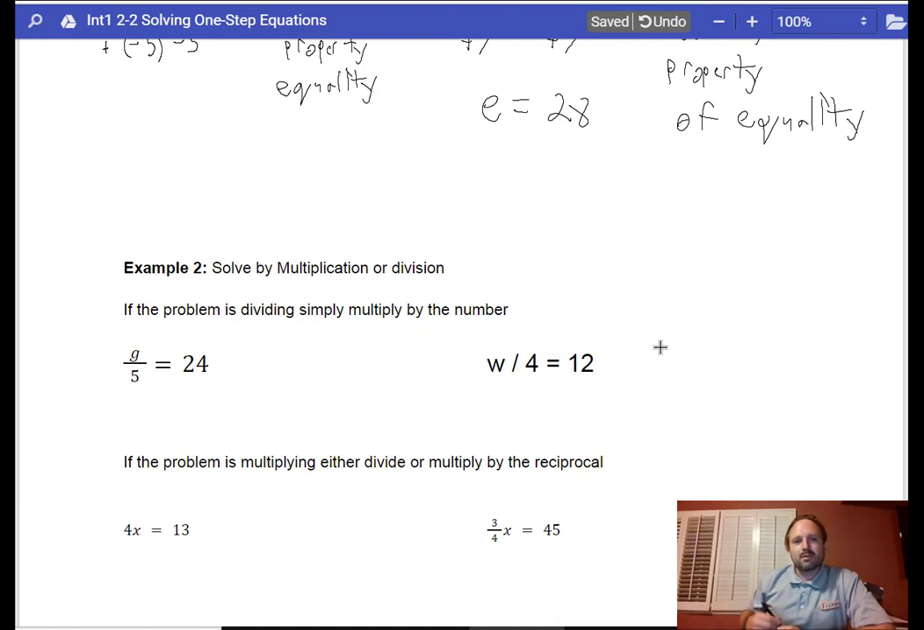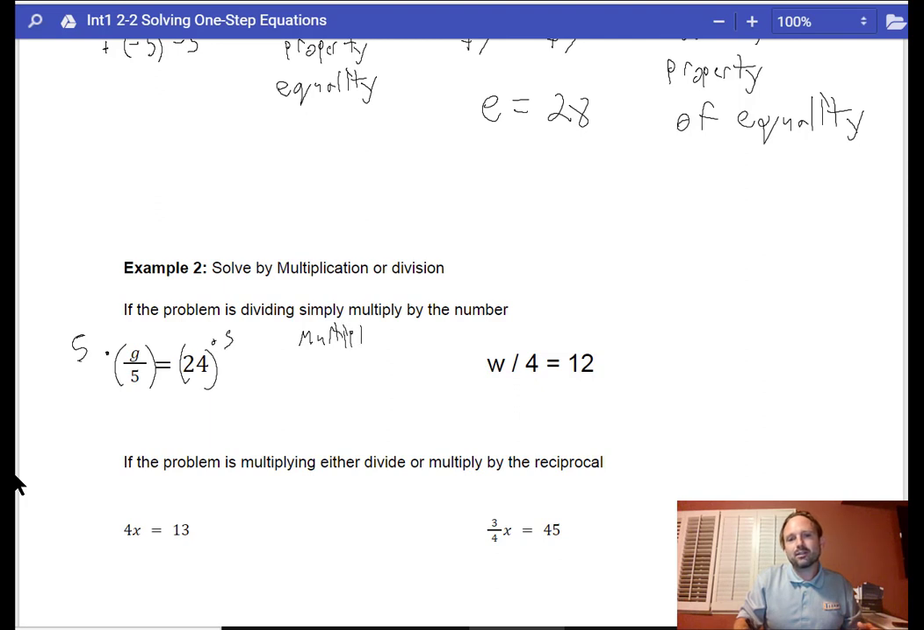All right, so example 2, solve by multiplication or division. If the problem is dividing, simply multiply by the number. So I have g divided by 5 is equal to 24. Well, the opposite operation of divide by 5 is times 5. But if I'm going to times 5, I have to make sure I do it on both sides, because this is the multiplication property of equality, which states if you multiply, you have to multiply the same thing on both sides to everything.